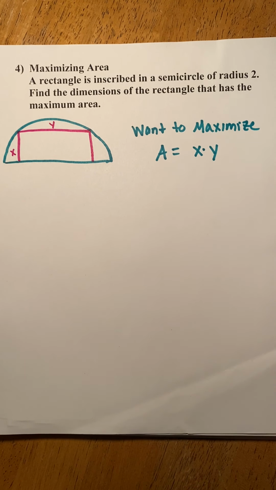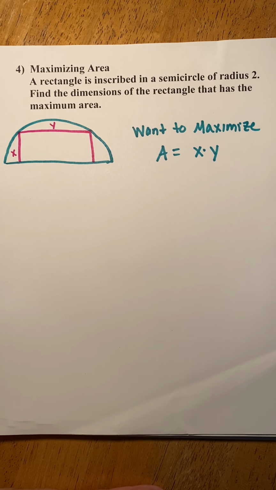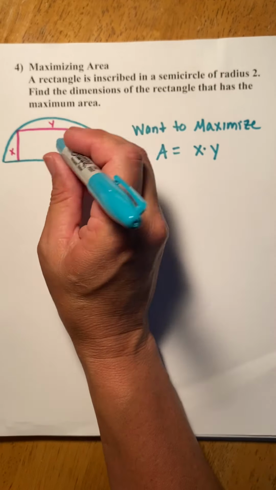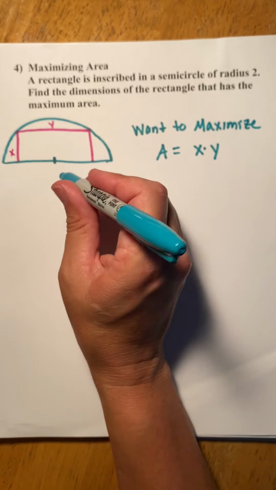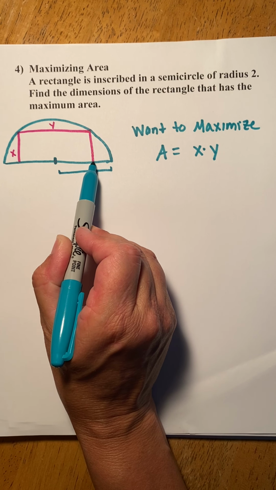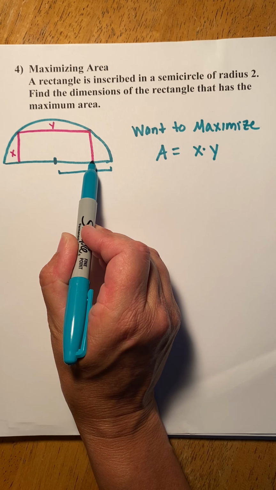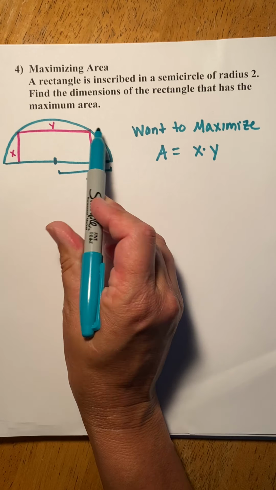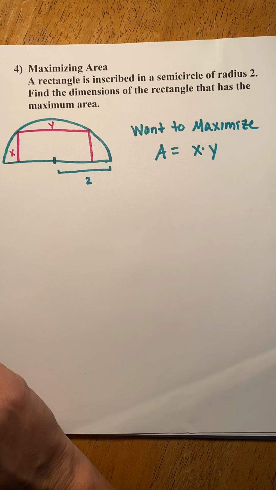The area is written in terms of x and y, so we must have some additional information to produce a constraint, because the maximum area of a rectangle would be infinitely large, but we have to fit it into this semicircle of radius 2. So here, we know that this is 2, but notice that gets a little weird here because this side of the rectangle can't go all the way out to the edge, because then it would not be inside of the semicircle.